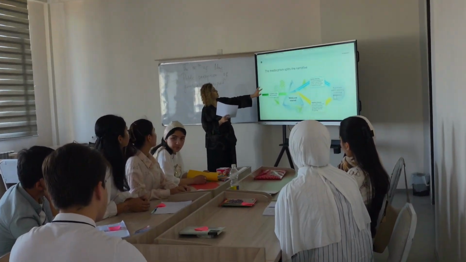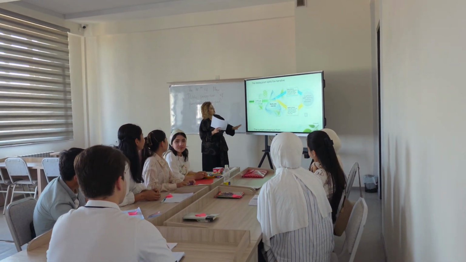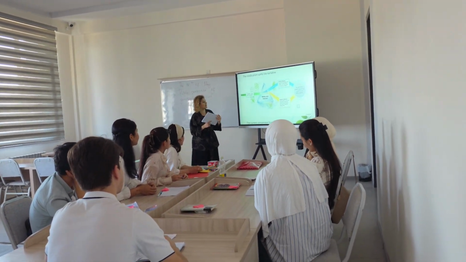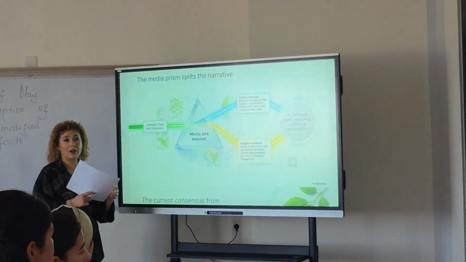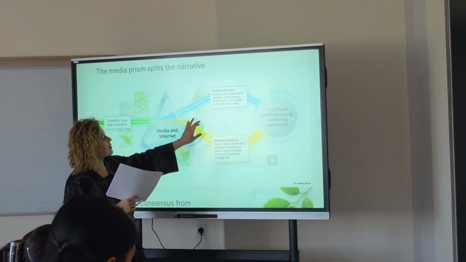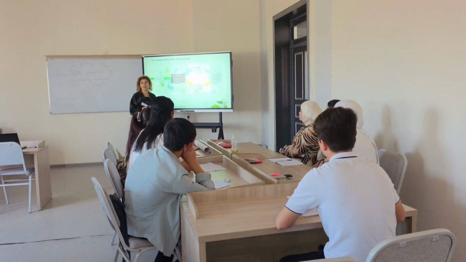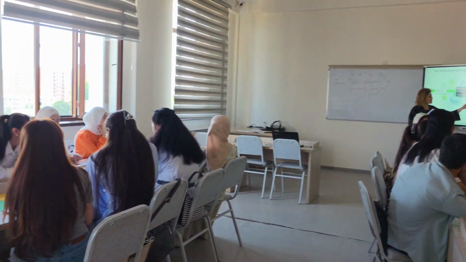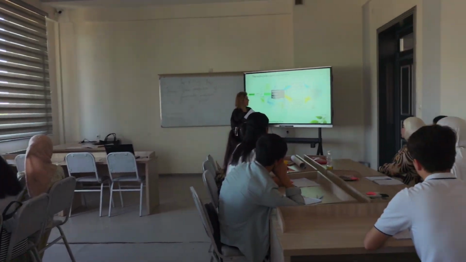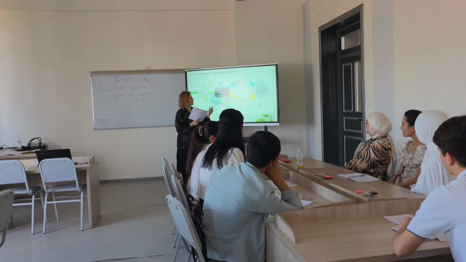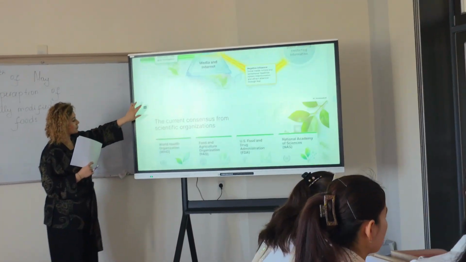The next one, the media. In this slide, you can see how the media and the internet influence people around the world. Scientific organizations and educational programs provide clear information on benefits and safety. However, social media rumors and sensational headlines spread misinformation and attract attention through fear. As a result, the public is confused by receiving conflicting information.